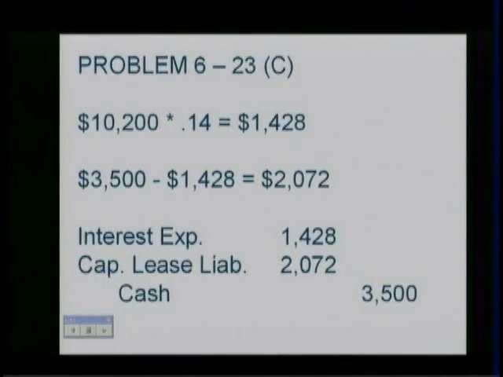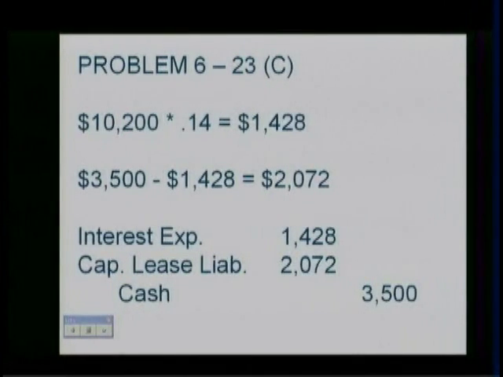Well, to figure the interest on the loan, you take the interest rate, which is 14%, and you multiply it by the face amount of the note, which is $10,200. That's your basic old I equals PRT formula. Interest equals the principal of $10,200 times the rate, which is 14%, times the time, which in this case is 1 year, and you get $1,428. Okay, that's the amount of interest you're going to pay. The difference between that and the total $3,500 you're going to pay is the amount that you're going to reduce the lease by, the obligation that you have, in other words, the liability.